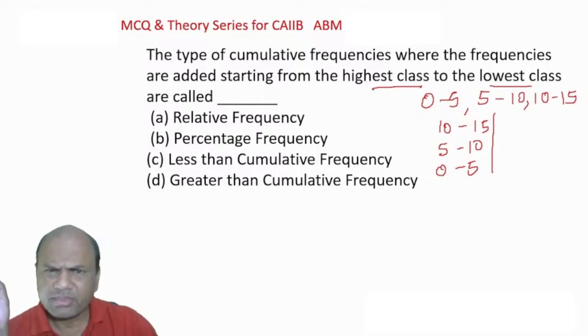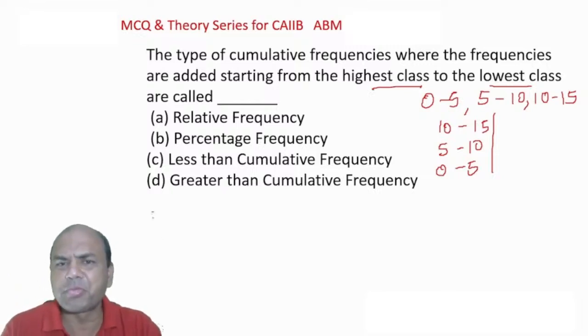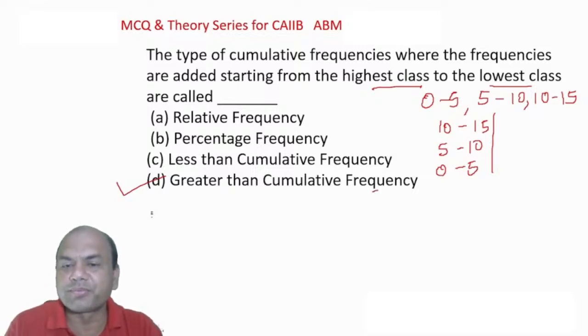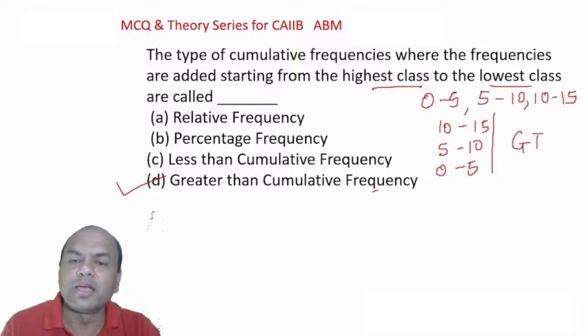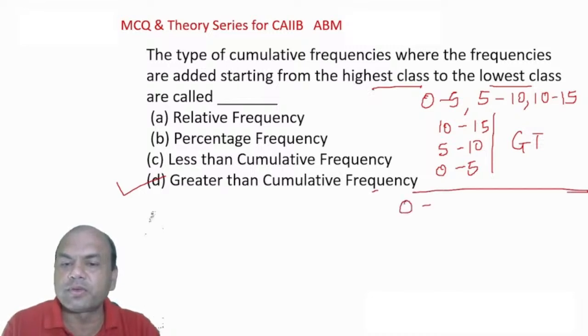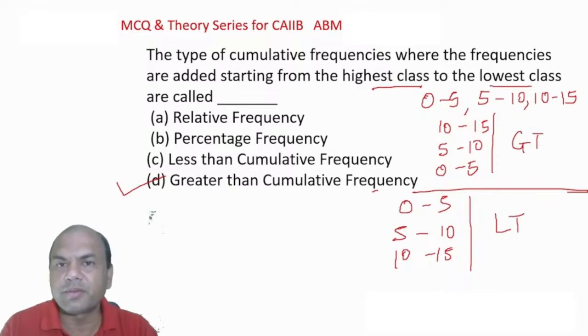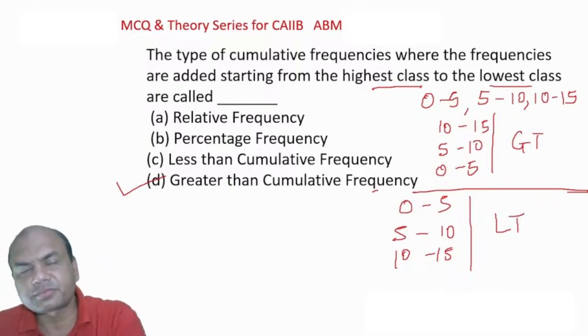Name itself is enough. What is the name? Where is it starting from? It is starting from the highest one. So that's why greater than, isn't it? If you are arranging it in this way, this is greater than. I'll write it over here, GT. Okay, greater than. And if I arrange it like this, 0 to 5, 5 to 10, 10 to 15, then what do I get? I get less than, LT. Okay, got it clear?